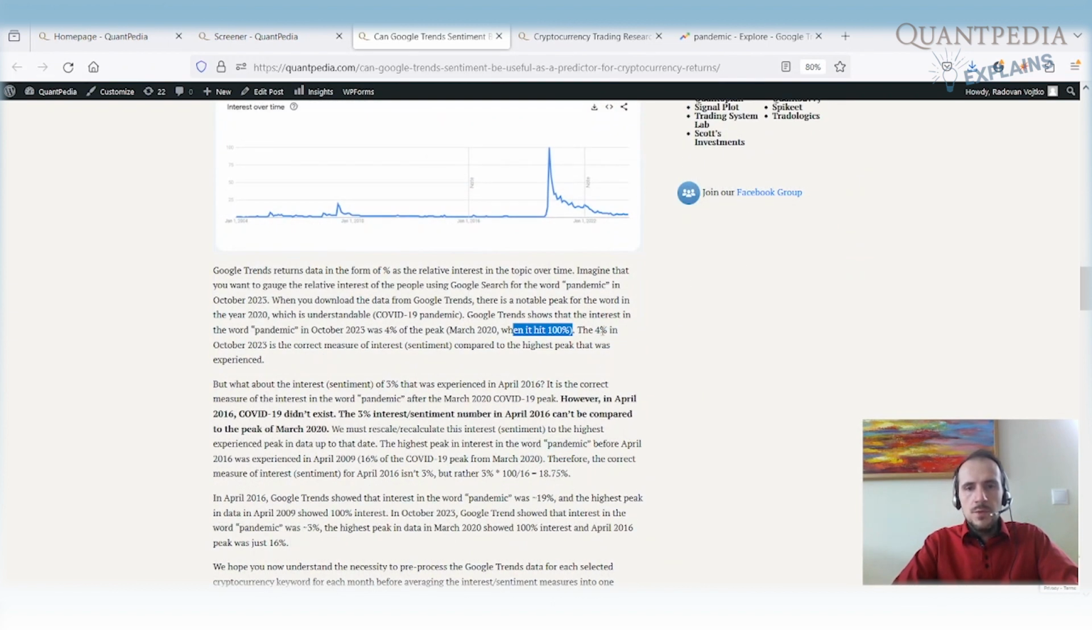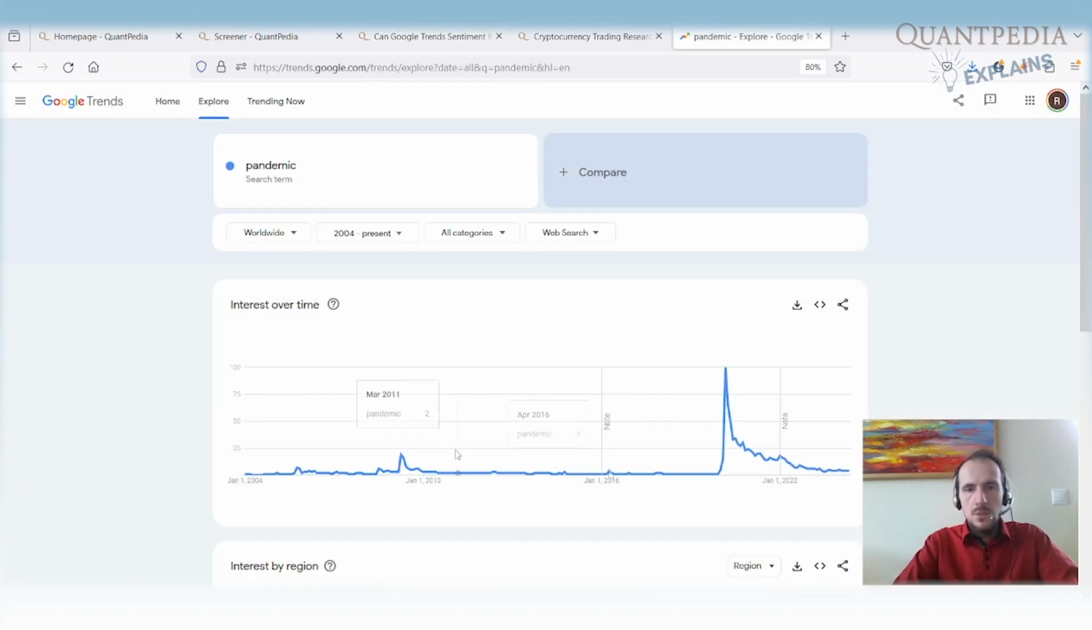So the 4% in October 2023 is the correct measure of the interest or sentiment compared to the highest peak that was experienced. But what about the interest sentiment of 3% that was experienced in April 2016? So go back here. In April 2016 there was interest of 3%.